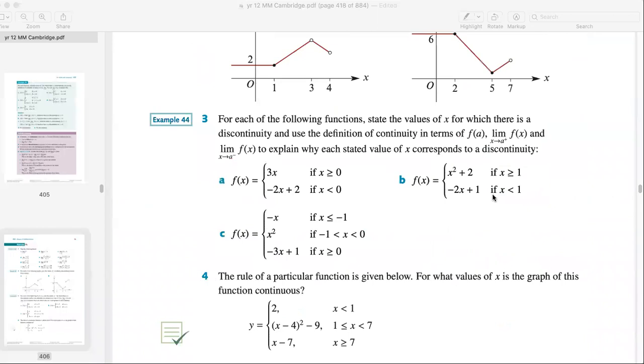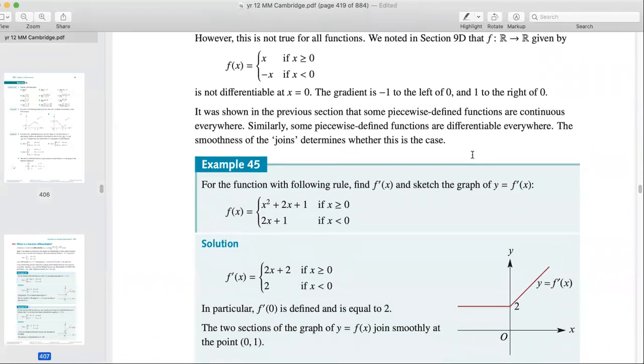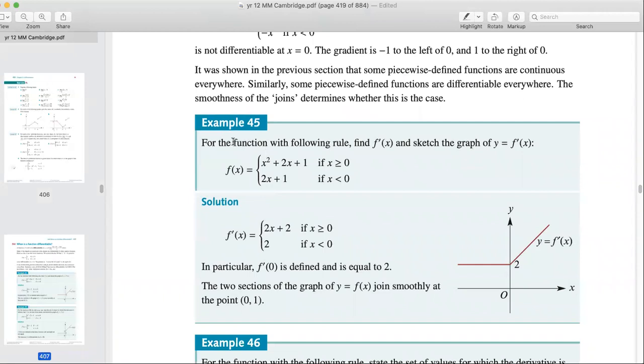And let's move on to differentiability. Differentiability is slightly easier because for this one, we just need to take the derivative of both equations and then plug the numbers in to get the answers. For example, for the function with the following rules, f(x) equals x squared plus 2x plus 1, and then f(x) equals 2x plus 1. So the derivatives are 2x plus 2, and another one is 2. So if I plug 0 into both equations, I get 2. That's why it's differentiable at that point.